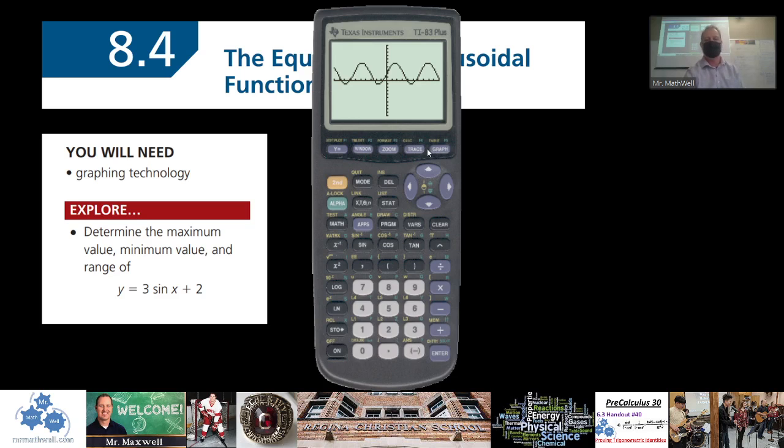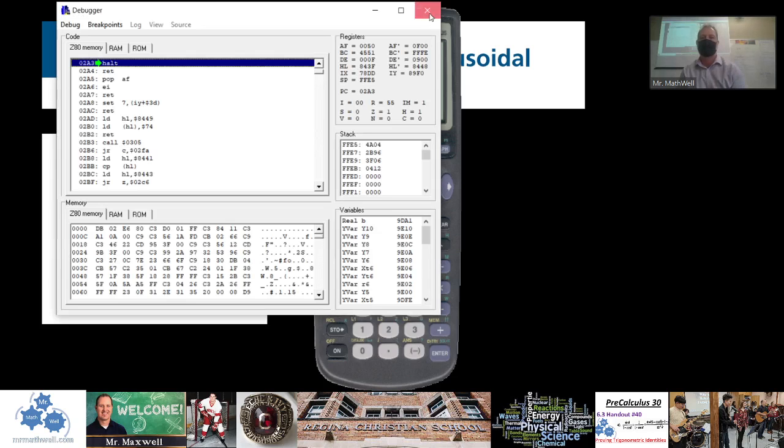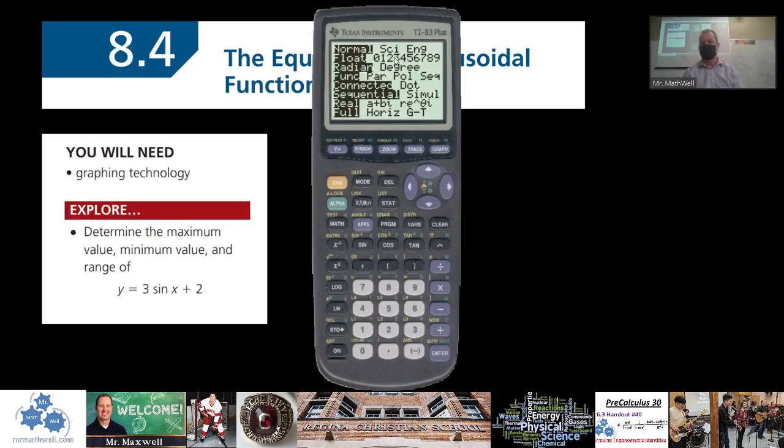Yes? How do you change it to radians? To change it from degrees to radians in a graphing calculator like this, you're going to want to hit the mode button right here, and that gets you to this one. All right. Okay, so we've got that graphed, and this is what it looks like.